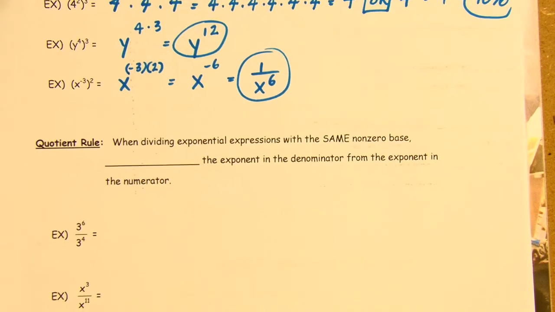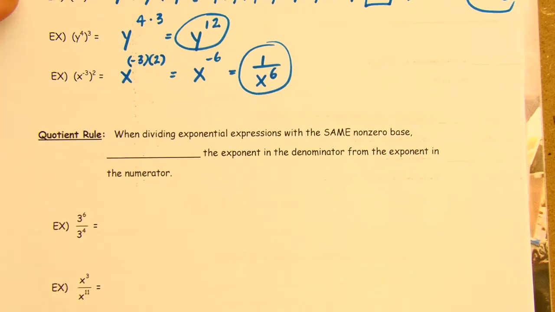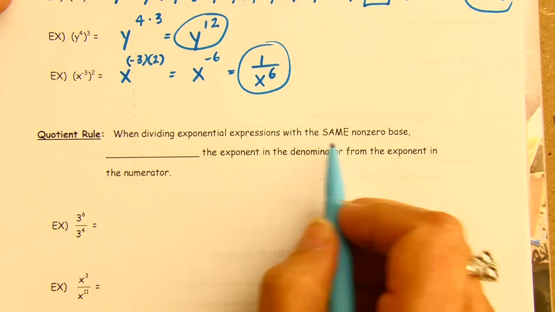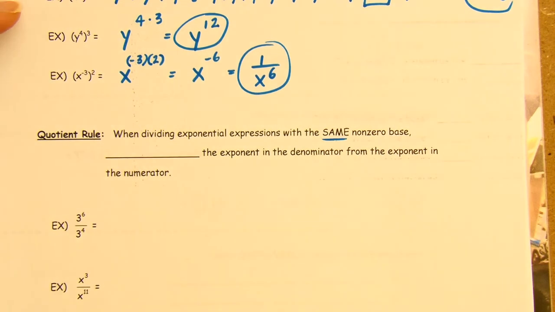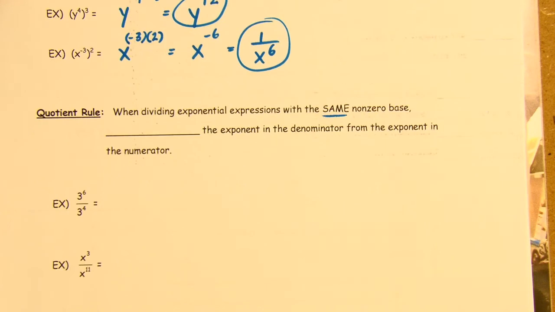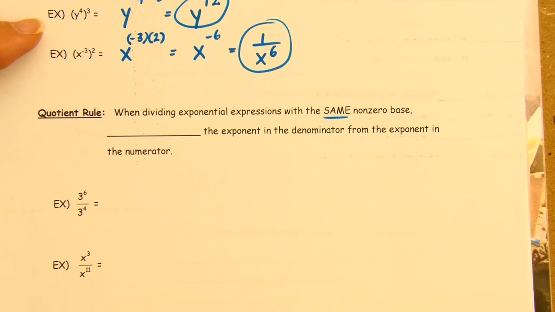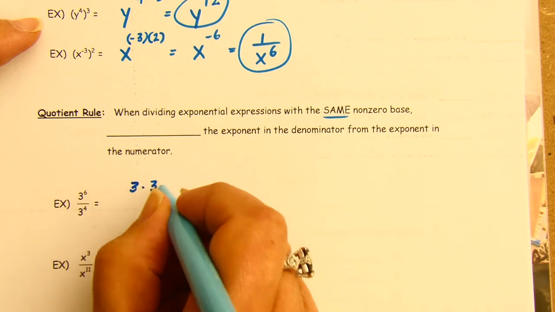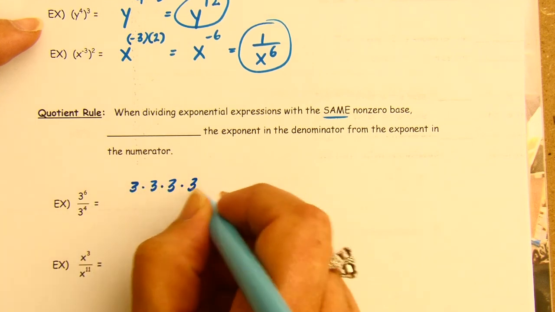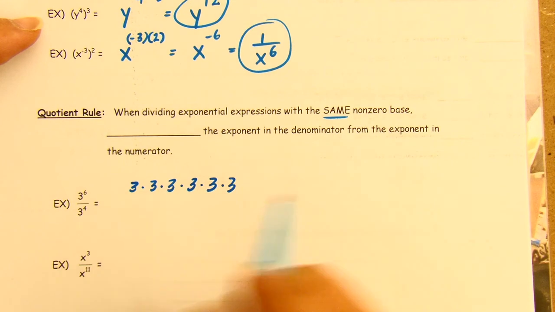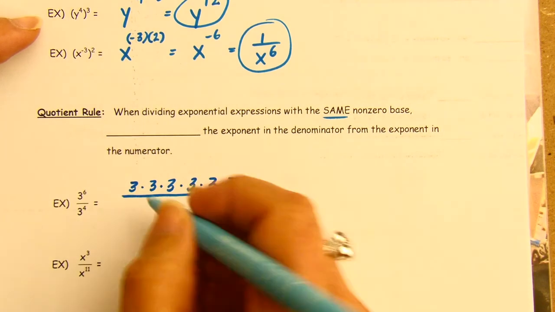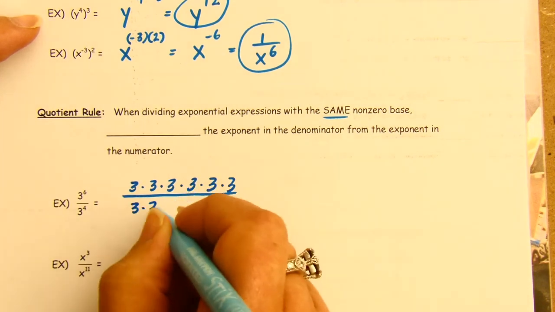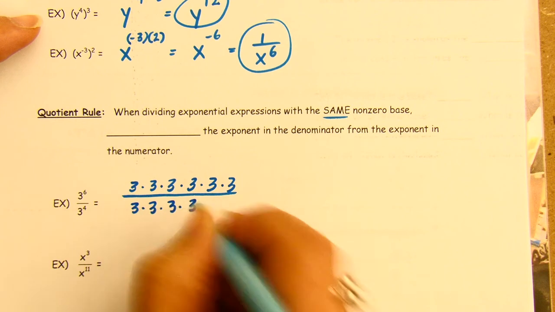Quotient rule. Quotient means division. So when we divide rational expressions with the same non-zero base, what do you suppose we do with the exponents? Well, let's look. Let's write out 3 to the power of 6. That's 3 times 3 times itself 6 times. There it is, 6 times. Divided by 3 to the 4th is 3 times itself 4 times.